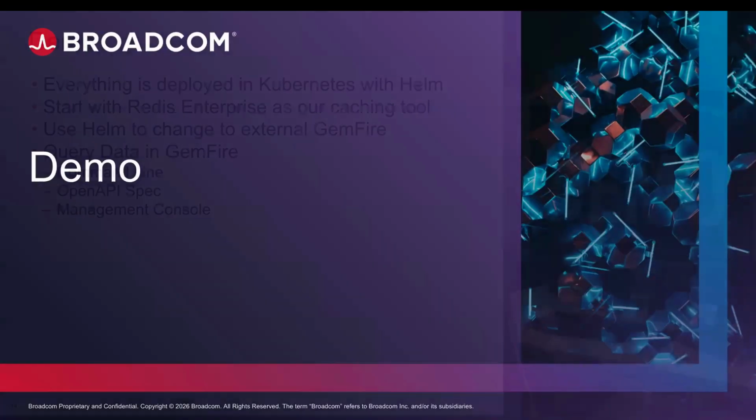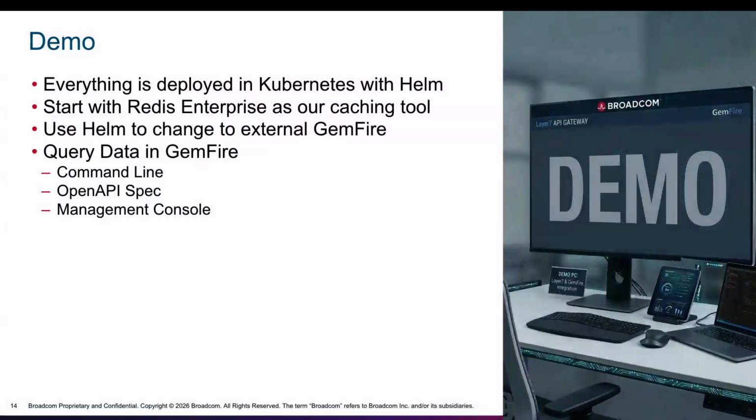Now for my demo. Everything I have here is deployed in Kubernetes with Helm. I'm going to start with Redis as our enterprise caching tool, and then I'm going to quickly switch over to Gemfire. During that switchover, the pods do need to be rebooted. So while that's happening, I'm going to quickly go through a couple of different ways you can access Gemfire from a management console standpoint.